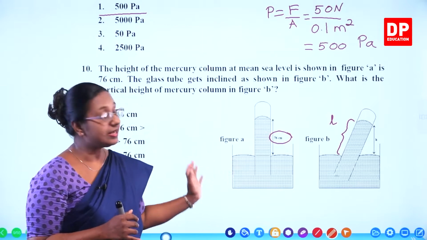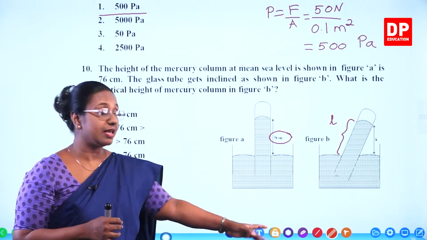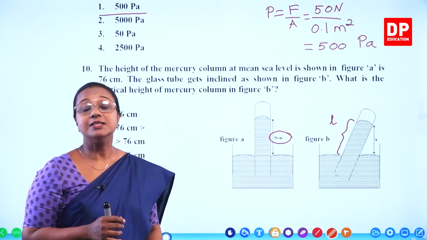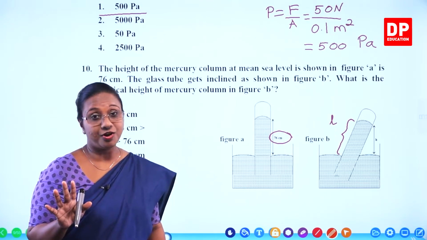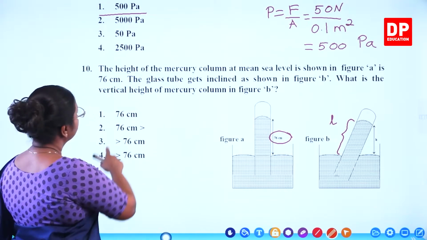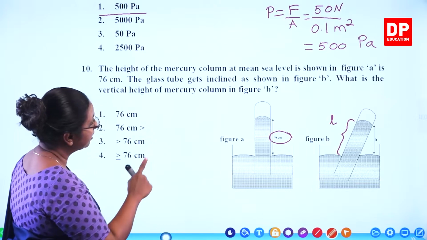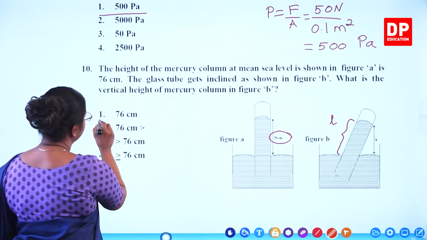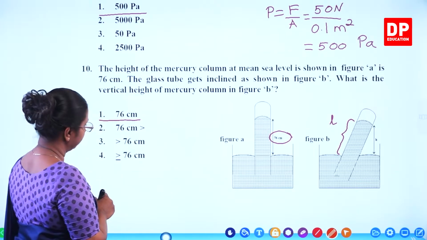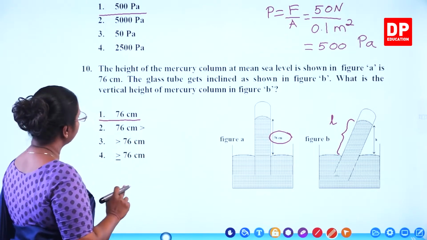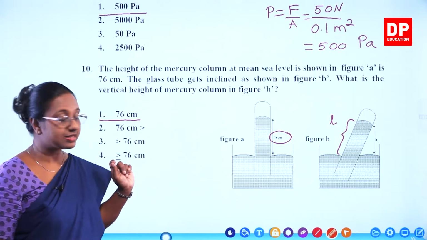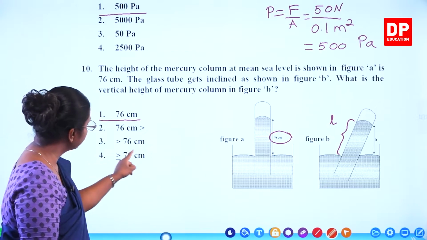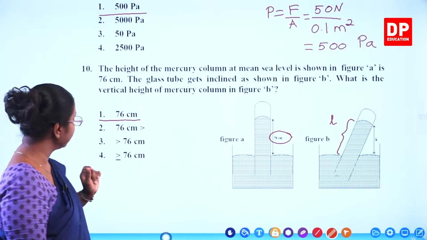The same liquid, density is the same, gravity is the same. So the height has to be same. Is that clear to you all? So then, vertical height of mercury column in figure B also should be 76 centimeters. Not greater than, not less. It shouldn't be less than 76 centimeters, or it should not be greater than 76 centimeters.